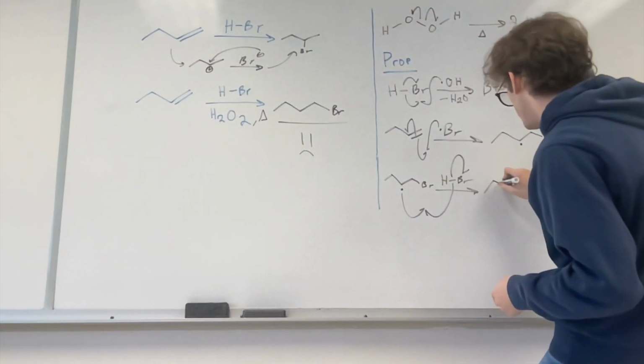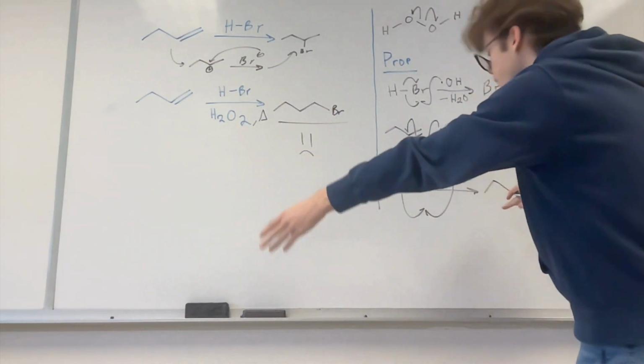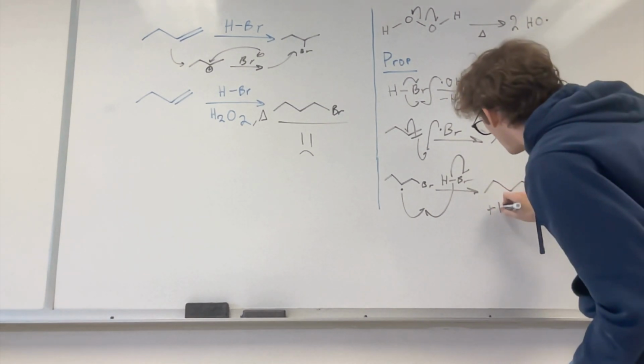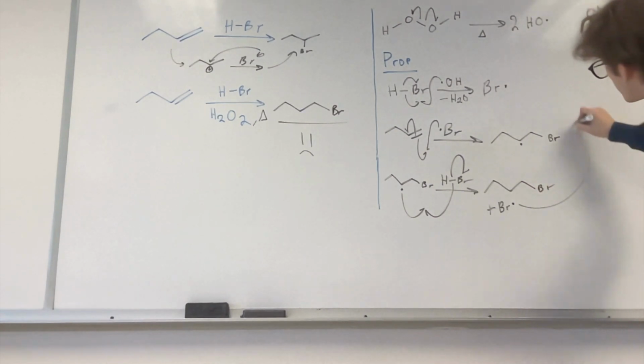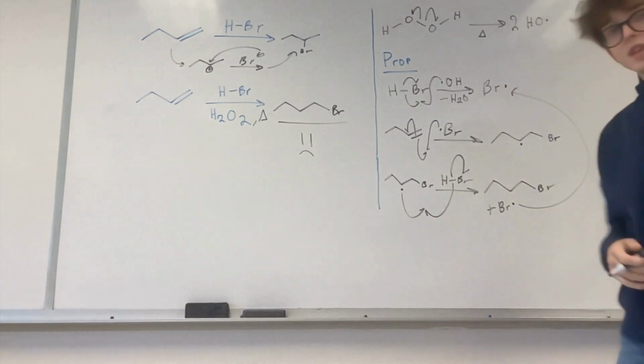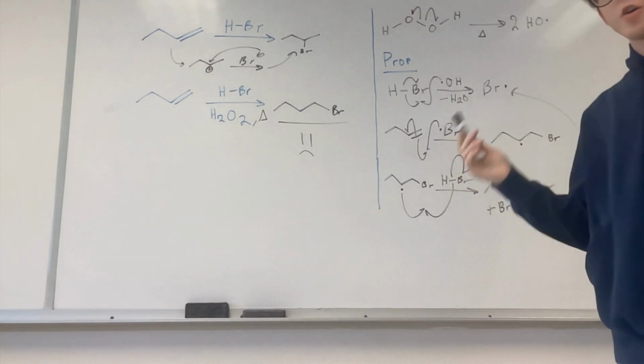So we get our intended product here that we've shown here, but we didn't specify the mechanism, and then we get a bromine radical as a byproduct. And this bromine radical can come up here and do the exact same thing all over again. So that is the anti-Markovnikov hydrobromination of an alkene, and I hope you guys enjoyed.